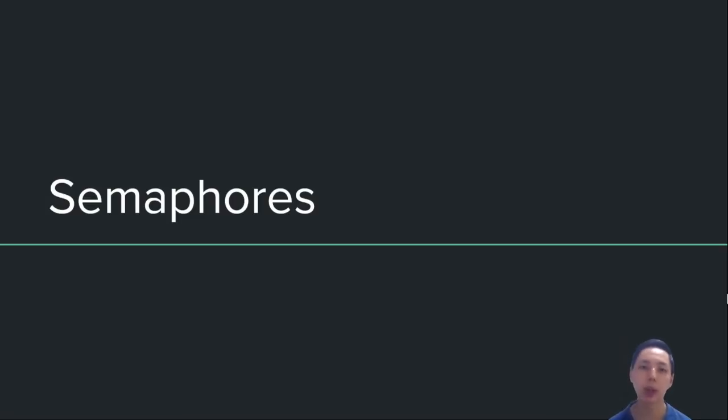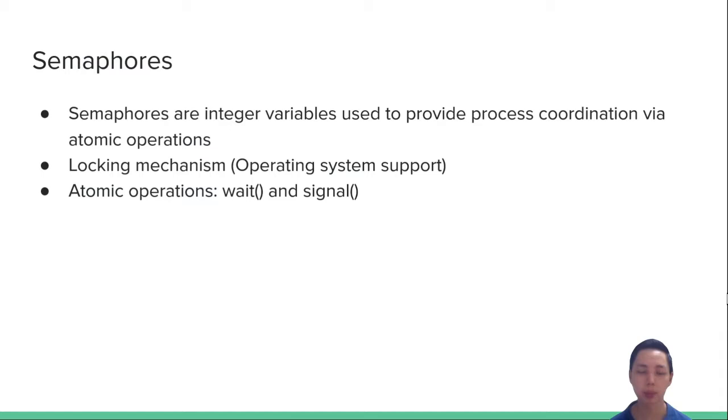So now let's look at semaphores. Semaphores are integer variables used to provide process coordination via atomic operations. Here, atomic operations refer to operations that cannot be interrupted or preempted. So a semaphore here is a locking mechanism provided by the operating system. And the atomic operations here refer to two operations called wait and signal.